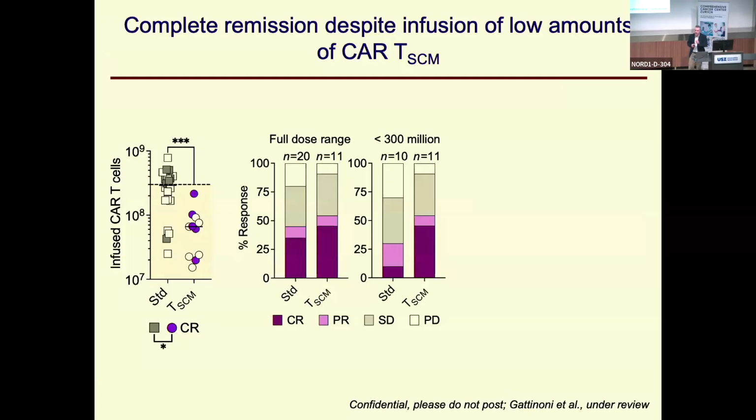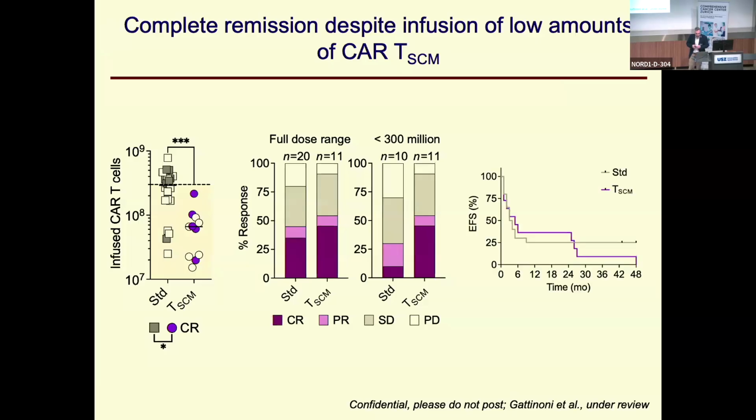But actually, if we focus just on those that receive less than 300 million cells, so below the median, and we have comparable numbers in that case, you actually see that when the patients receive this purified TSCM population, they have a much higher probability to undergo complete remission. It doesn't translate into a better event-free survival in terms of percentage, but we must acknowledge also that this is a small group of patients, so it must be tested in larger cohorts.